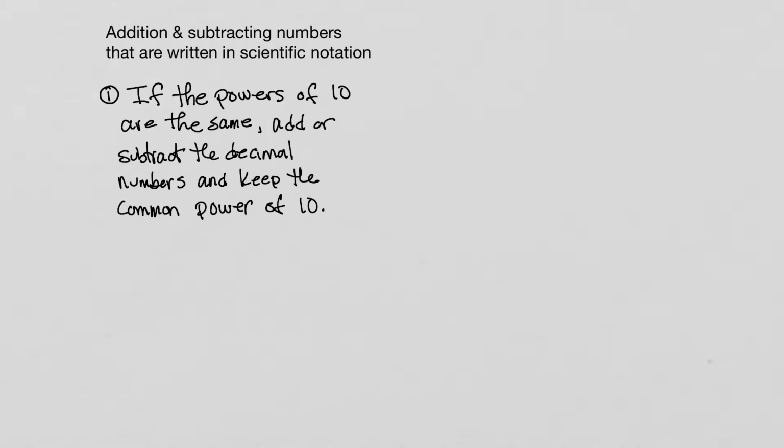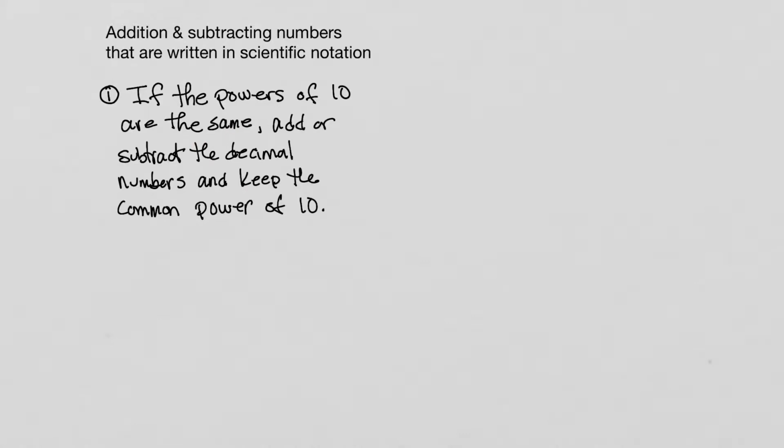Now that we know how to write numbers in scientific notation, we want to operate on them. First of all, let's look at how to add and subtract numbers that are written in scientific form. Let's take a look at adding or subtracting two numbers written in scientific notation where the powers of 10 are the same.